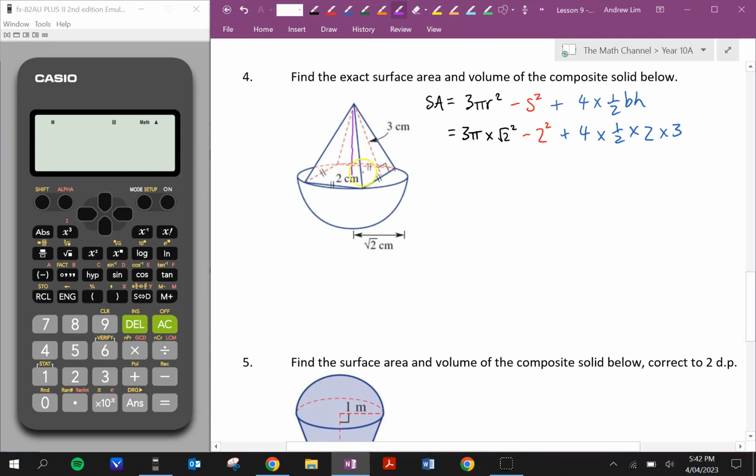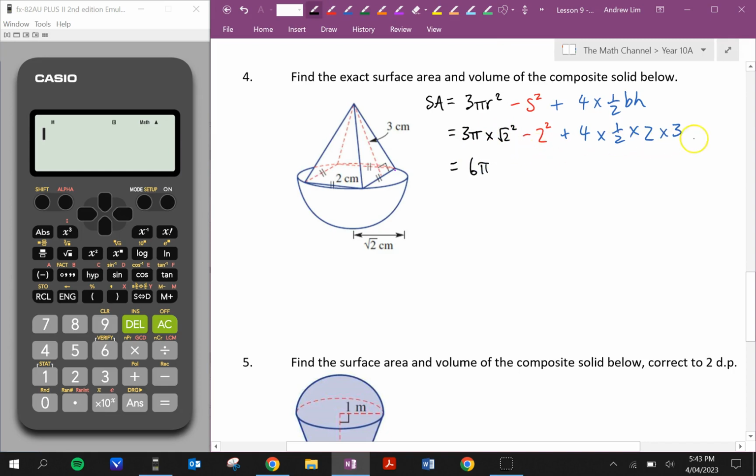We need to use Pythagoras' theorem to work this out. Alright, good thing we don't need to do that, so let's just put this in our calculator. Now this is exact, so we've got 3 times √2 squared. √2 squared is just 2. So 3 times 2 is 6, so we've got 6 pi.